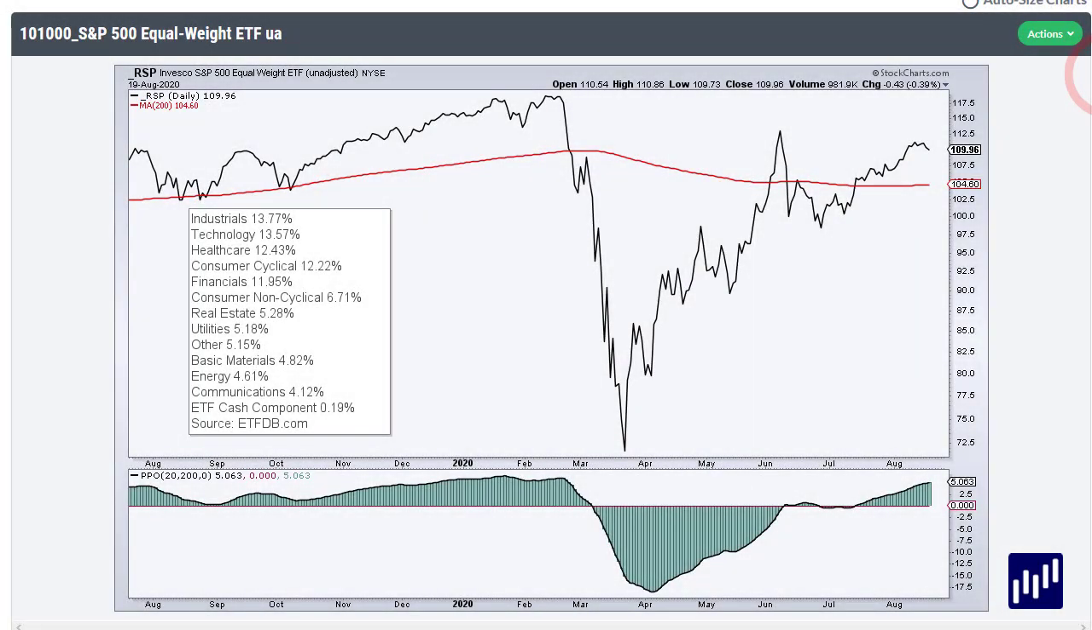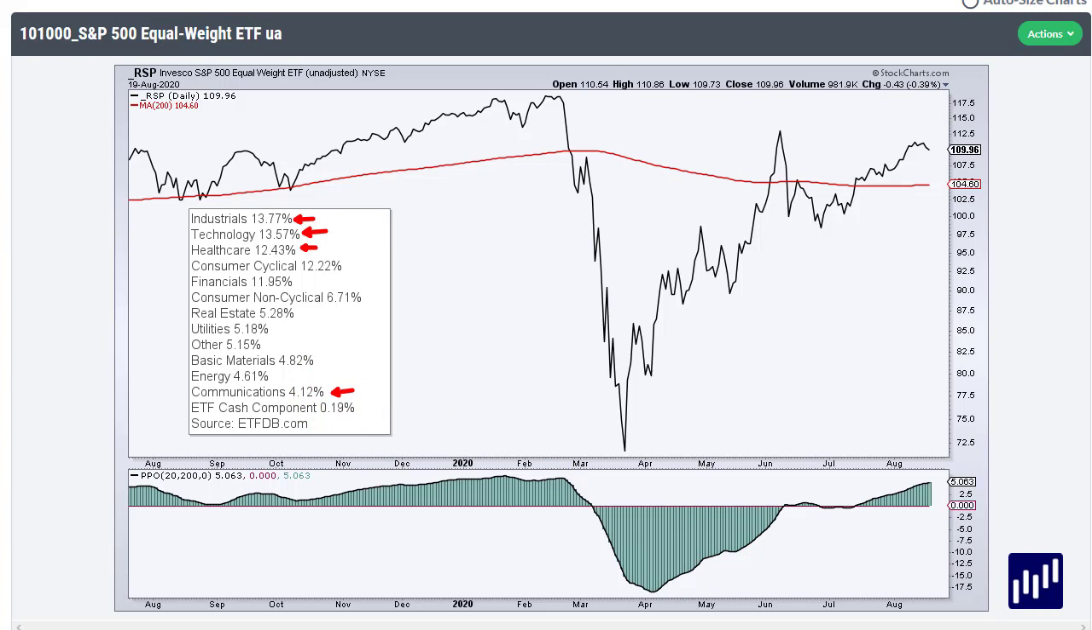So I've got a chart list here, and I've got the S&P 500 equal weight SPDR at the top, and then I've got it arranged according to the sector weight. So the biggest sectors at the top, the first chart you'll see after this, industrials, and as you can see there are the weights there. So we'll see industrials, technology, healthcare, and so on until we get to communications.